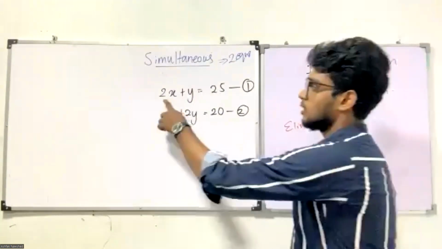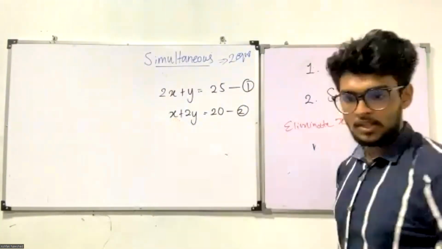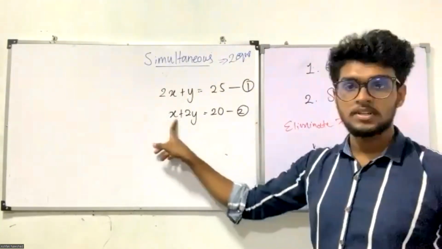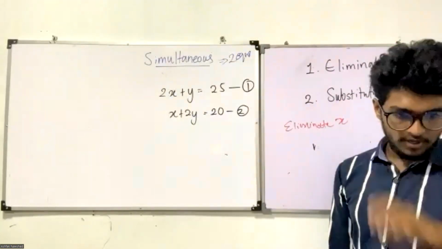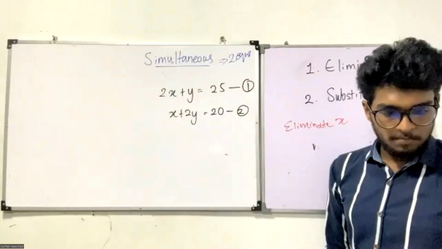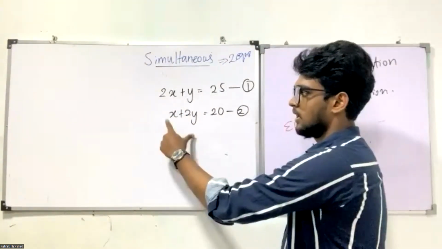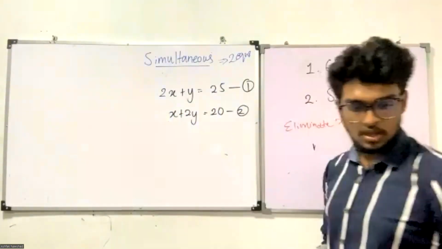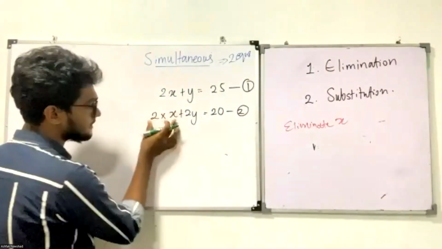See, the coefficient of x here is 2. So I can make this one 2. How to make the x coefficient 2? Yes, by multiplying by 2. Like this is 2, this is 1. I can make this 2. How? By multiplying by 2. But can I only multiply this term?